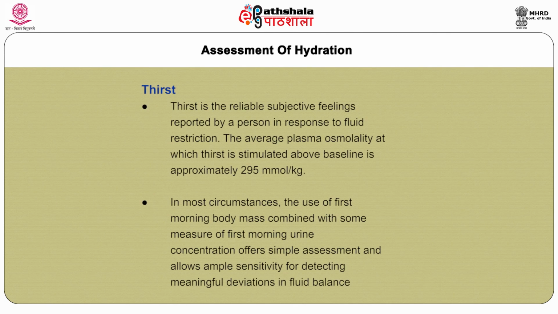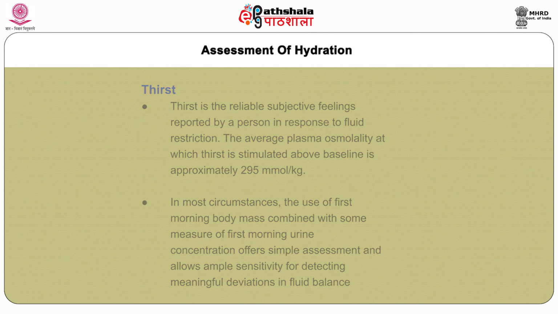Thirst is a reliable subjective feeling reported by a person in response to fluid restriction. The average plasma osmolality at which thirst is stimulated above baseline is approximately 295 millimoles per kilogram. In most circumstances, the use of first morning body mass combined with some other measure of first morning urine concentration, it may be urine specific gravity, urine osmolality, and or urine color, offers a simple assessment and allows ample sensitivity for detecting meaningful deviations in the fluid balance.